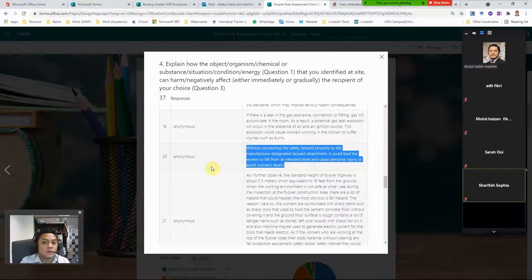It's not about the worker falling on the floor that is already there. It's the area that has the highest part where the workers can fall.